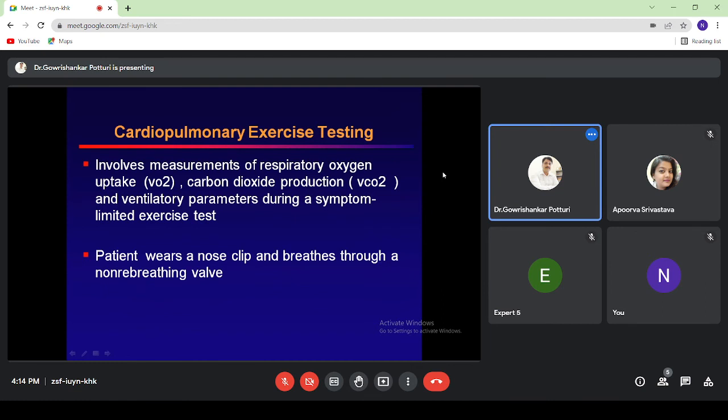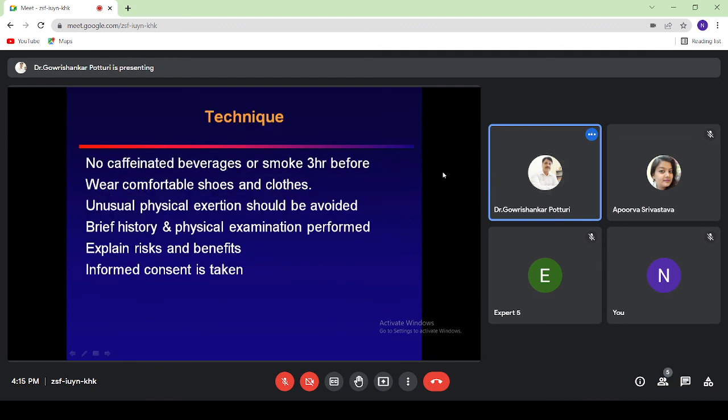It involves measurements of respiratory oxygen uptake, VO2, carbon dioxide production, VCO2, and ventilatory parameters during a symptom-limited exercise test. The patient wears a nose clip and breathes through a non-rebreathing valve. No caffeinated beverages or smoking 3 hours before. Wear comfortable shoes and clothes. Unusual physical exertion should be avoided.